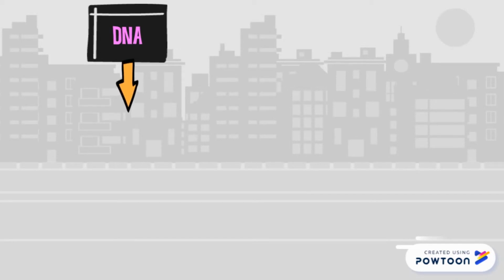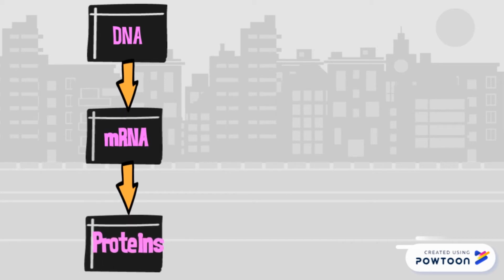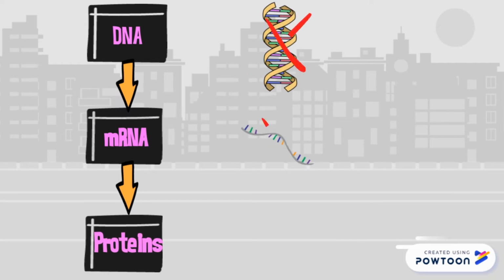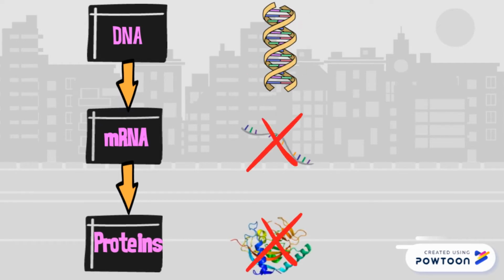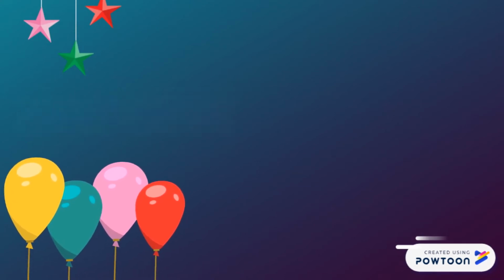Then it is transcribed into mRNA, and from mRNA it is translated into protein. If one nucleotide is altered, this will affect the mRNA sequence and change the type of protein. The first type of mutation is point mutation.